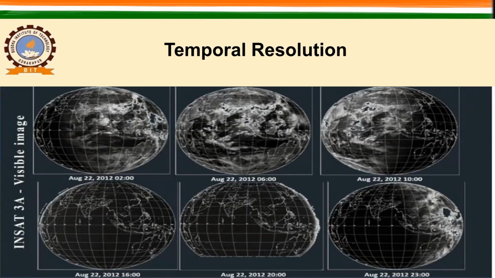You can see this. I have represented the data of August 22nd at different times: 2 a.m., 6 a.m., 10 a.m., 4 p.m., 8 p.m., and 11 p.m. Basically, we forecast our weather condition, whether cloud is moving towards our place or away from our place. So this is about the temporal resolution. I have explained the temporal resolution with certain examples.